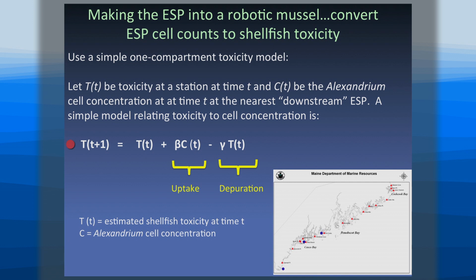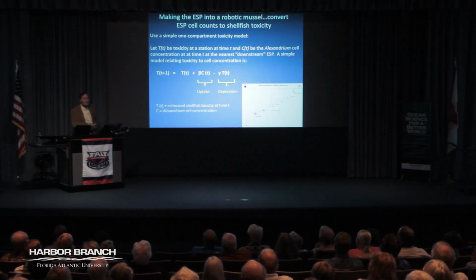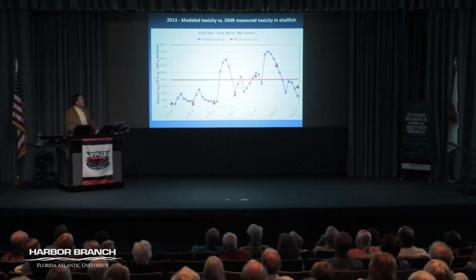And this is a formula that takes the toxin at the next time point and says it's equal to how much toxin we had at our last time point plus an uptake number minus a loss number. The uptake number is just some constant times how many cells we measure with the ESP. And the loss is a constant times how much toxin we had at the previous time point. It's real simple. We fit this model to the data from the ESP and the state agencies. And then this is the kind of results we get.